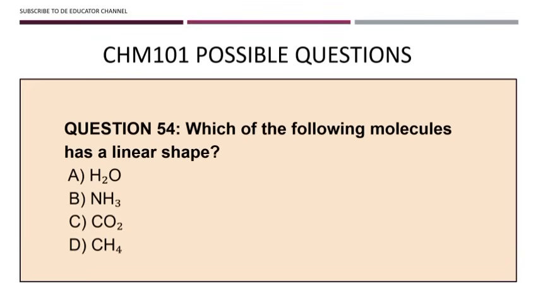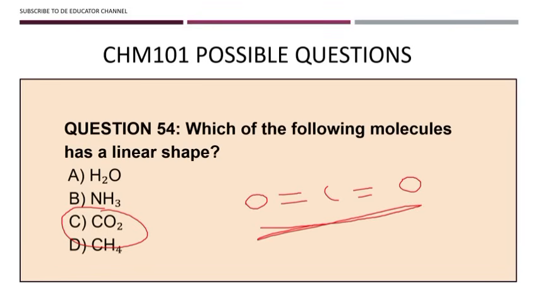The structure that has a linear shape here is CO2. CO2 bonding looks like this, and that is why it has something like a straight line. It has a linear shape. But water, H2O, is like this, and you have O here. This is how the bonding is, so it is bent. The correct answer is C.